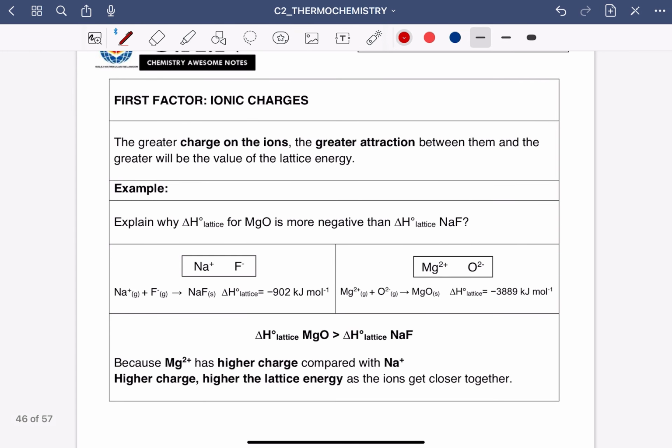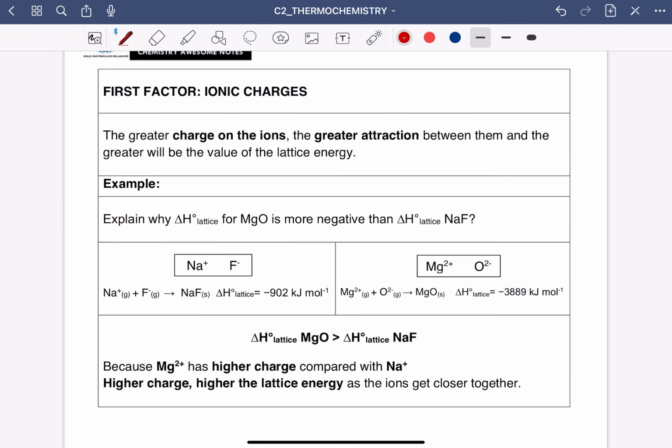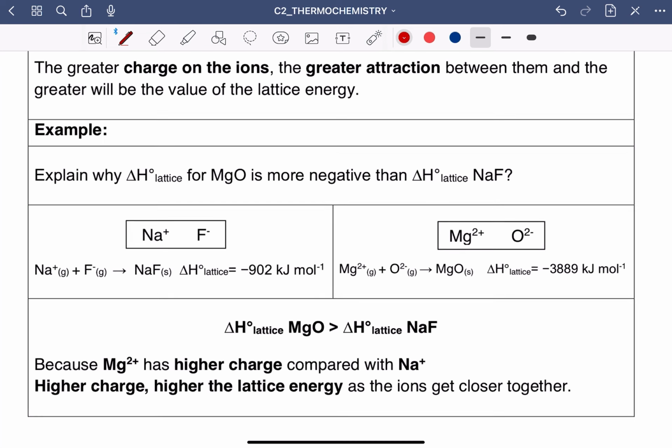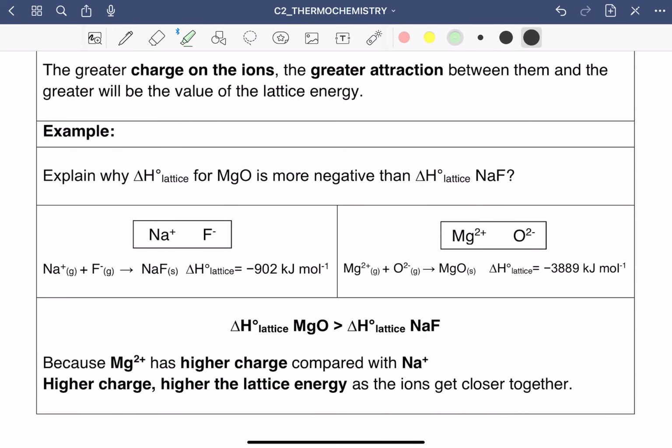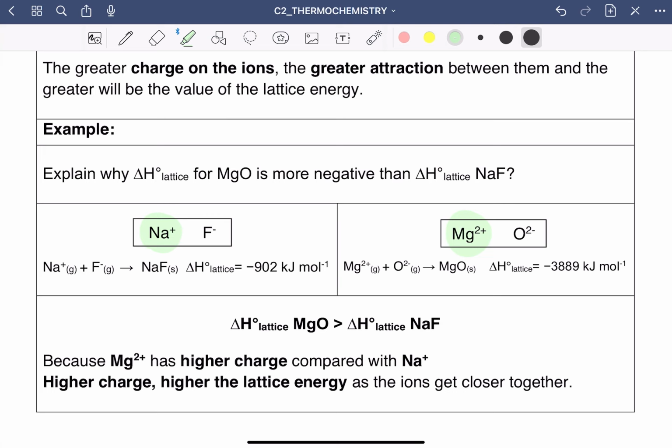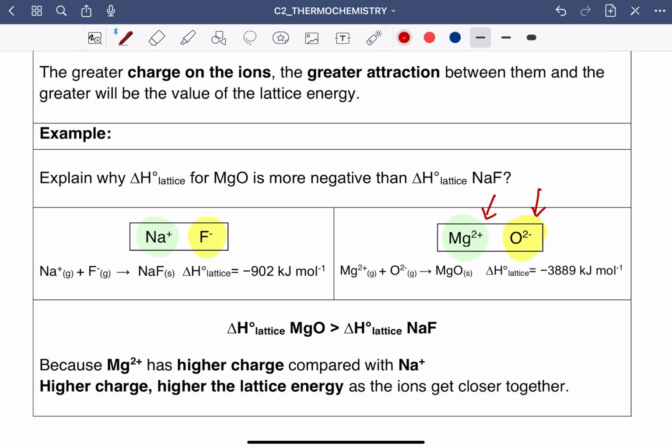So let's go through again one by one. Maybe you can read more about this. Let's make a comparison. As you can see, sodium ion and magnesium ion, we know that magnesium has a higher charge compared to sodium ion. And then if we compare the fluoride ion and the oxide ion, oxide has more charge, and you can see the difference in the enthalpy, the lattice energy.